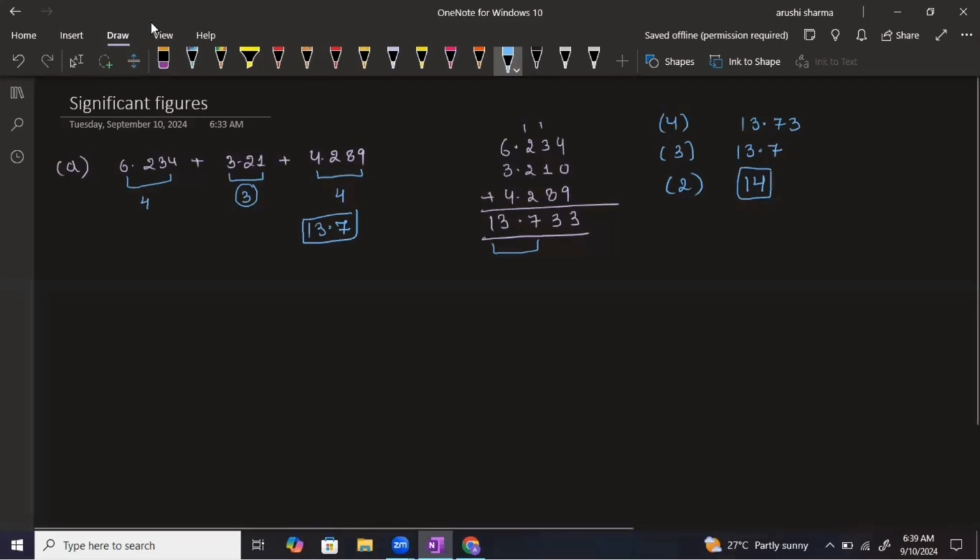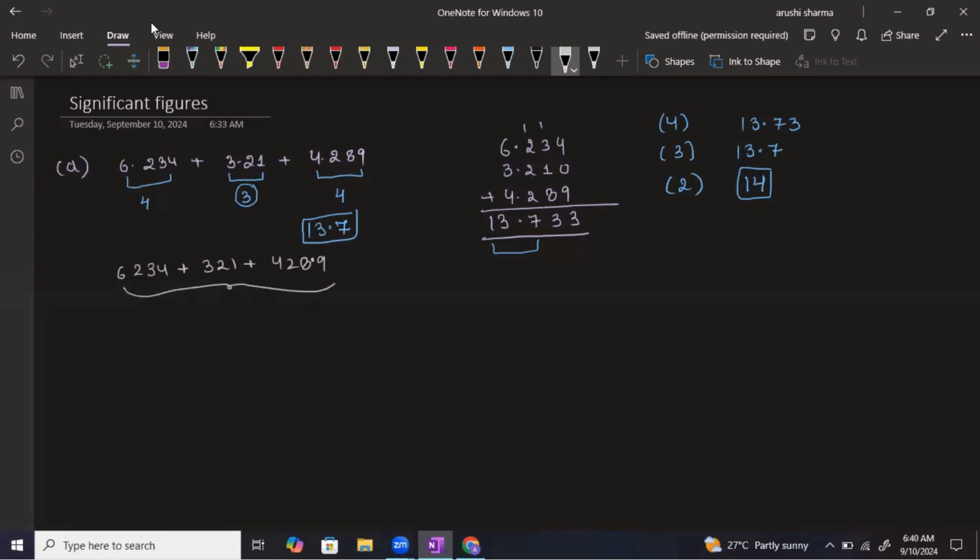What if a number in the equation has no decimal places? If there are no decimal places, then also you need to do the same thing. For example, let's say 6234, I'm removing the decimal from here. Or like only one number in the equation has no decimal places, but the others have decimal places. So that is also fine. Still, it will work in the same way.